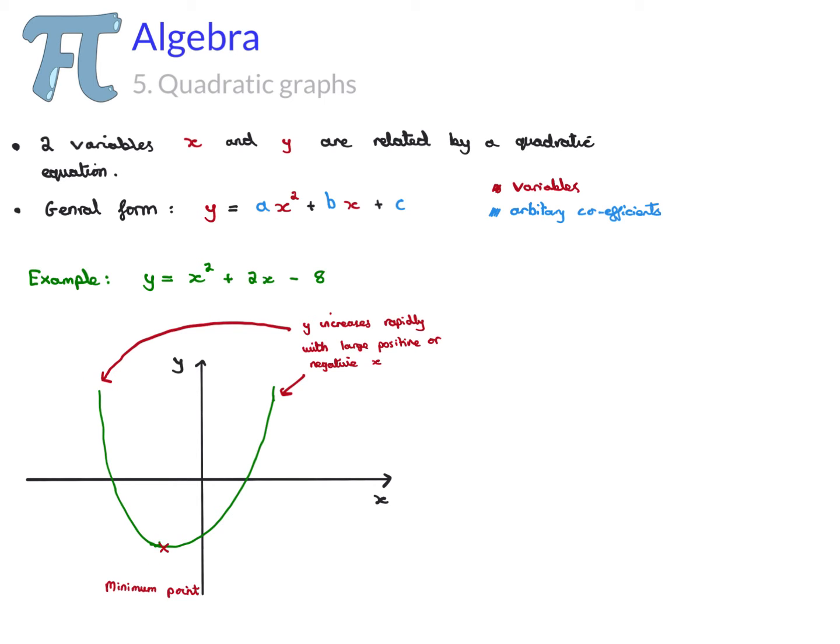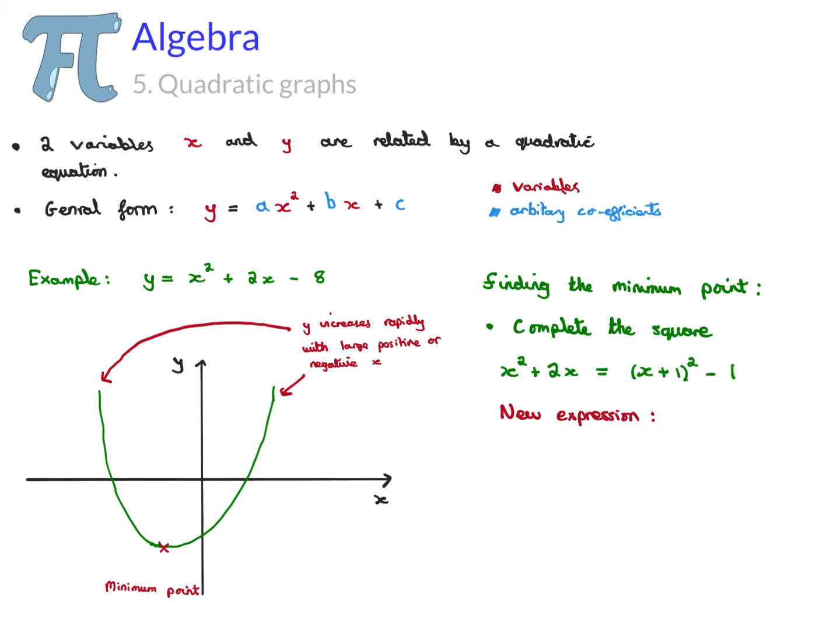Here we also see a way of finding the coordinates of this lowest point, and hence the axis of symmetry. To do so, we remember that we can always express a quadratic in a new form by completing the square. We complete the square by replacing x squared plus 2x with this, which when combined with the minus 8 gives this. So, y equals x plus 1 squared minus 9. But how does this give us the minimum point?